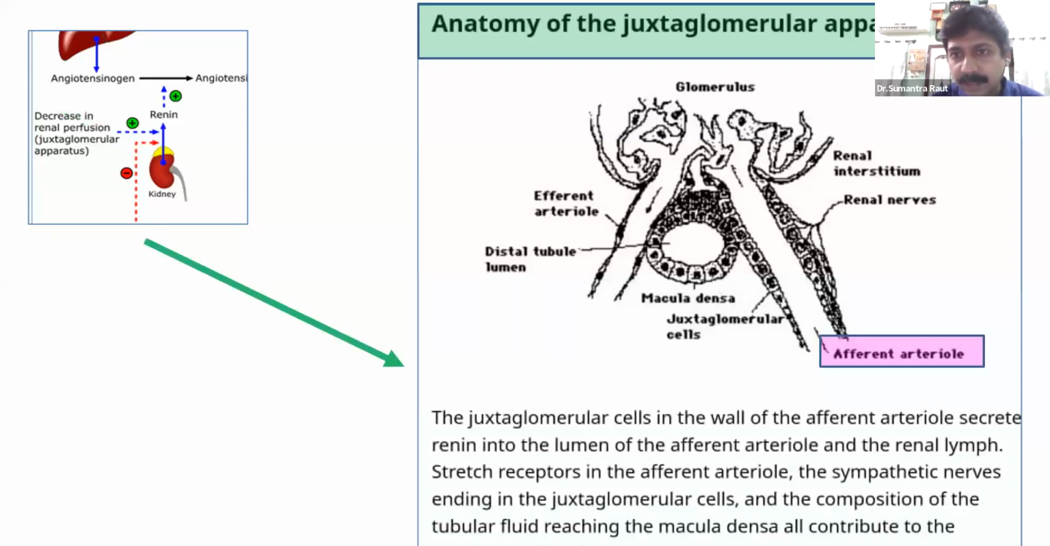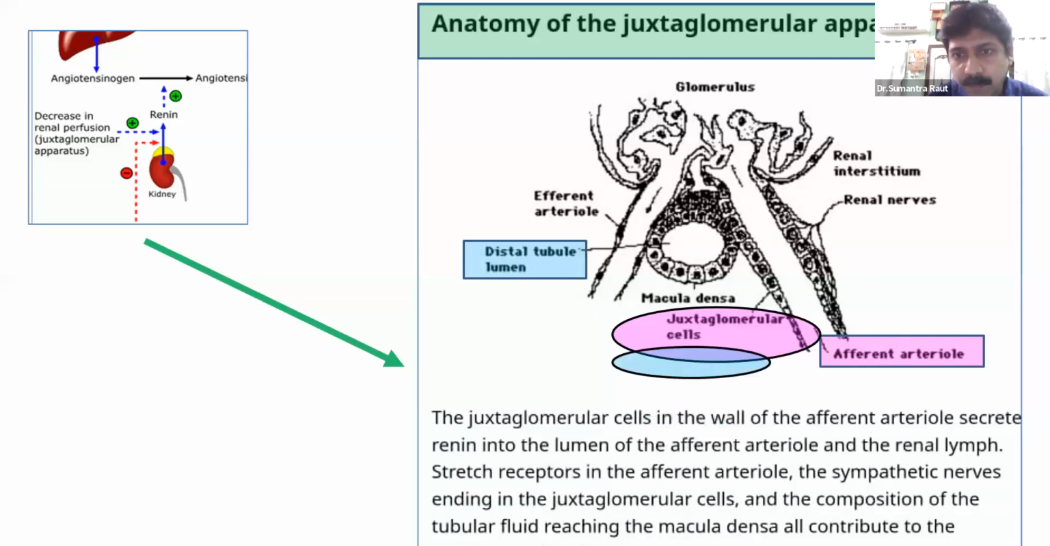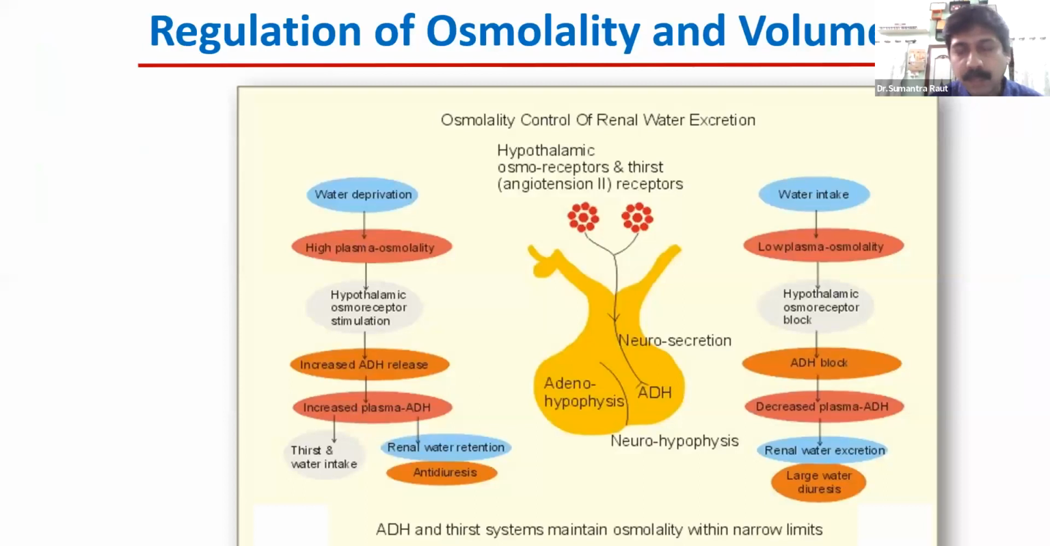So regarding these JG cells, their main target is to increase the body's blood volume by absorbing sodium and water. Coming to the second important system of sodium homeostasis, this is the hypothalamic osmoreceptor system.